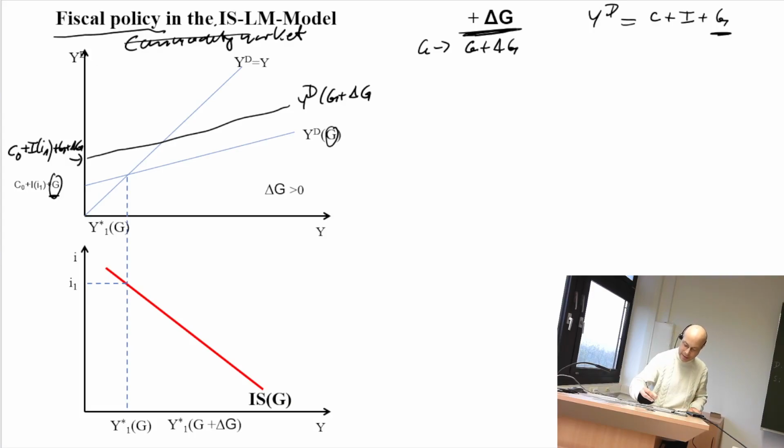So this means that now this interest rate i1 does not correspond anymore to Y1 star depending only on government expenditure G, but to a higher equilibrium income Y2 star of G plus delta G. So this means that this original equilibrium point, due to the increase of government expenditure, shifts to the right.